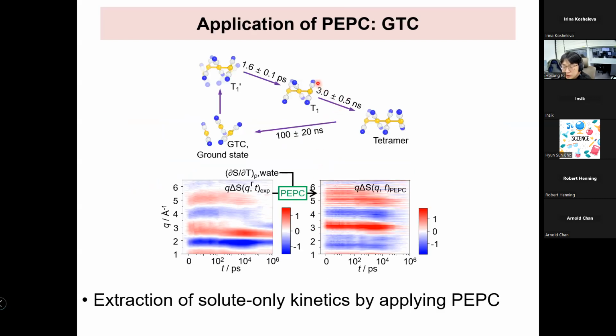Let me show an example of data analysis by using PEPC. Here, again, the TRXL data for this gold trimer complex is shown. The contribution of water solvent can be removed by using PEPC because we know the shape of the water heating signal, the solvent term. The resulting signal contains only the kinetics of the solute molecules.